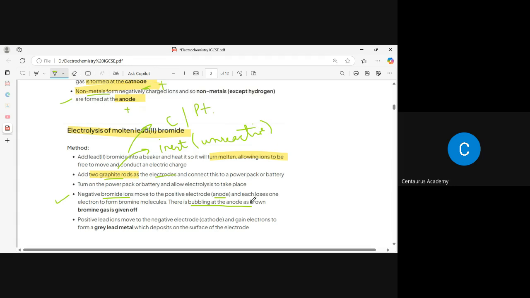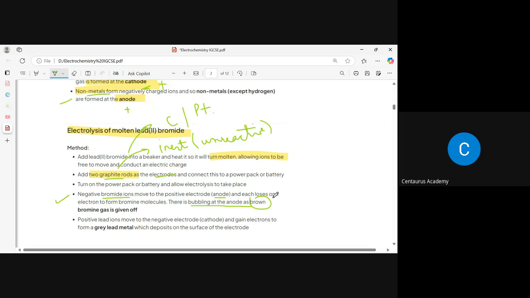For instance, in this scenario, you will mention that brown gas is given off at the anode. This is enough, or bubbles of gas are seen or observed at the anode. If you know the distinctive color of that gas, mention it, it is going to be good enough. If you don't remember what the color of that particular gas is, then just mention that bubbles of gas are seen or observed, or it is given off.